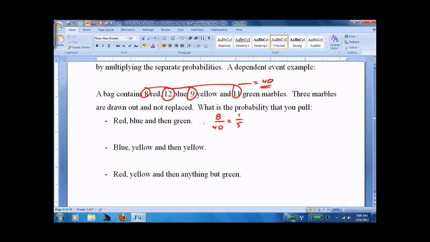What about a blue then? So that's the red. I think I'll just color coordinate these. Well, blue, there are still 12 blue, but notice that in the problem it says we did not replace them. So now there's only 39 marbles. And that's equal to 4 out of 13. And green. Well, we didn't replace again, but we haven't touched any of the green marbles, so there's 11 out of 38 chance. And what is the probability that we pull red, then blue, then green, in order?